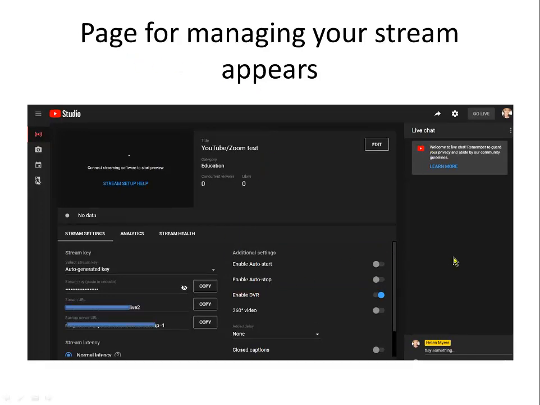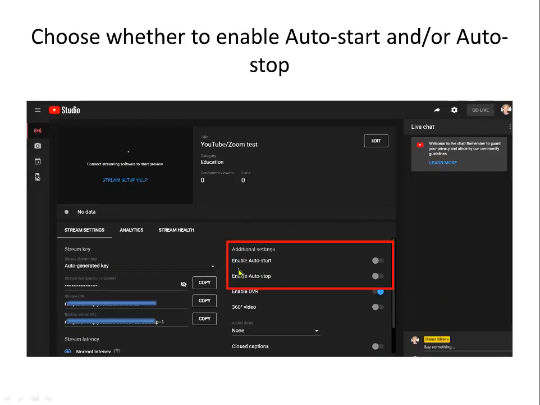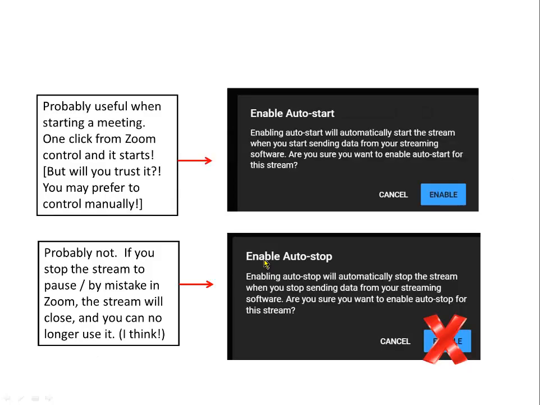Before we start looking at that though, let's just look at this right hand side. And you can decide whether you want to auto start and auto stop. So, for example, if I'm starting a meeting in Zoom, if I have one click from Zoom control, it can start. So enabling auto start automatically starts the stream when you start sending data. So that's what I tend to do. I'm happy to do that.